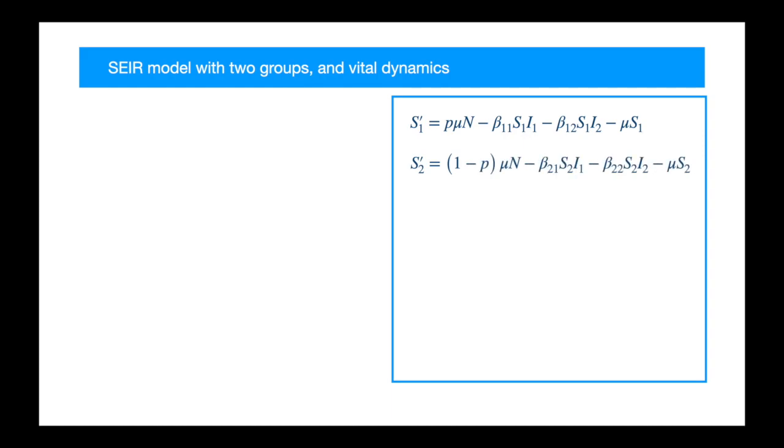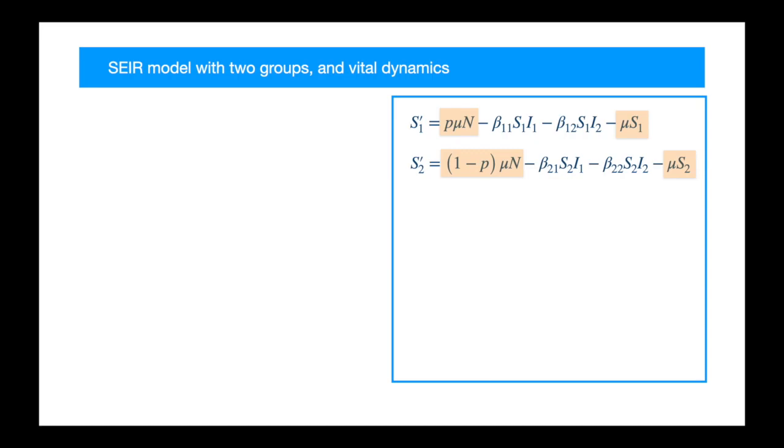Mu is the birth and death rate, so a proportion of births happens in the S1 compartment and the remaining in S2. Notice we are assuming that all of the births happen in the susceptibles. That's why we have N here, the total population. The natural deaths happen at the same rate in each compartment, so that's why the deaths are proportional to S1 and S2 here, and we will have a similar term in the other compartments as we shall see shortly.